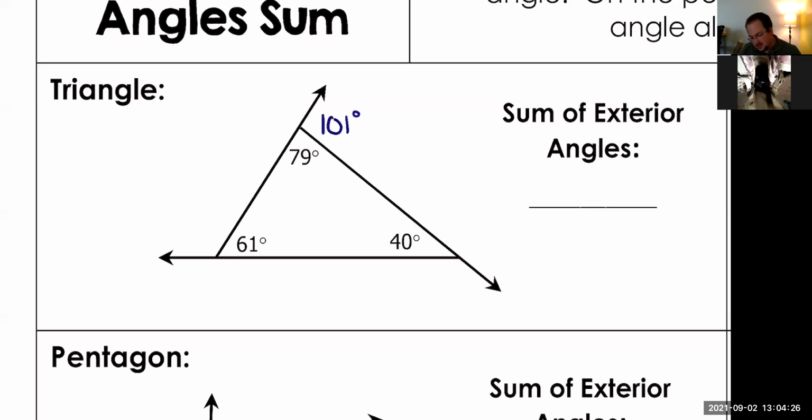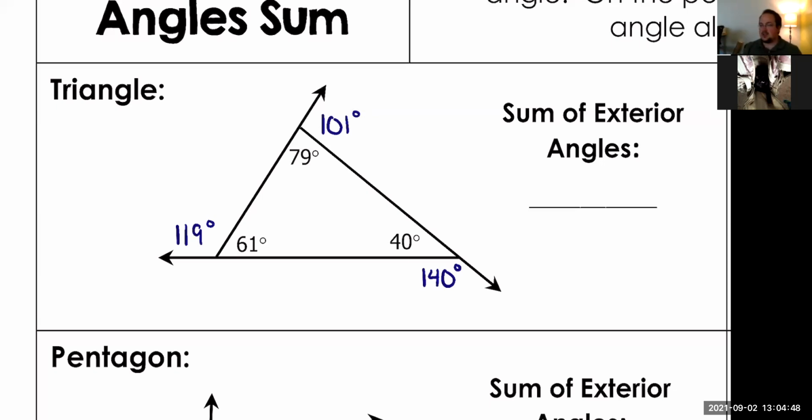I'm going to go clockwise. I'm going to come around to the 40-degree angle. Take 40 degrees out of 180. You're left with 140 degrees. And then working around to the last one there, take 61 away from 180. You get 119 degrees.